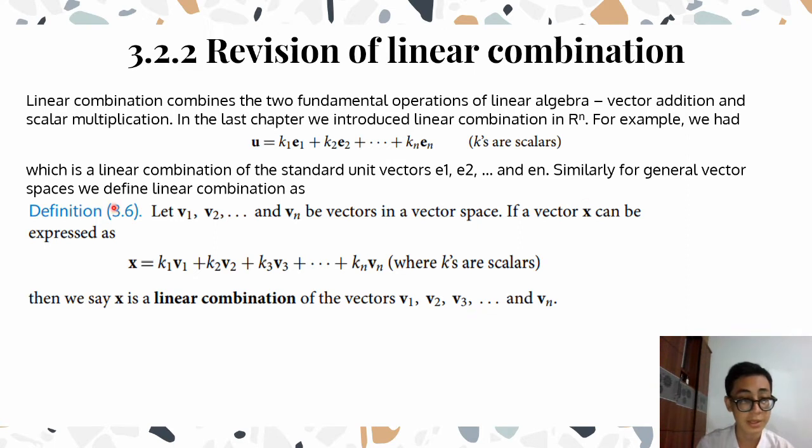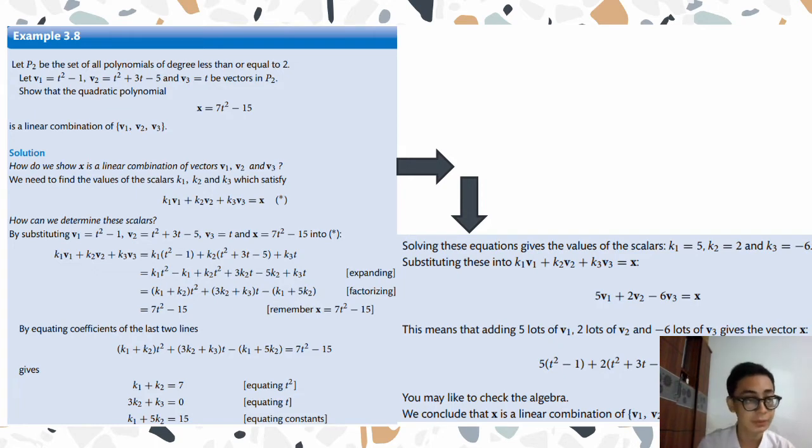Similarly, for general vector spaces, we define linear combination as follows. Definition: let v1, v2, and vn be vectors in a vector space. If a vector x can be expressed as this, then we say x is a linear combination of the vectors v1, v2, v3, and vn. This is the example.